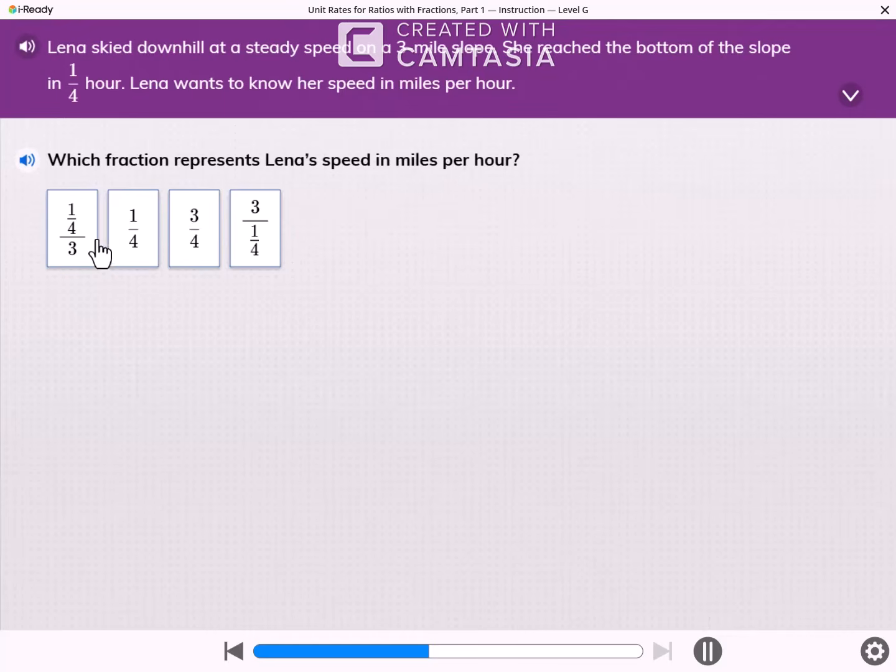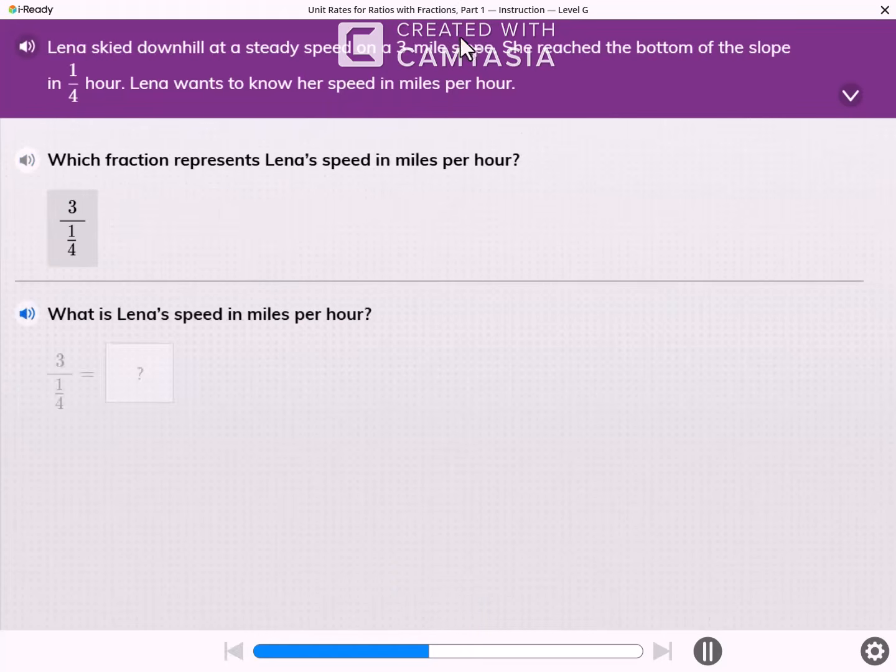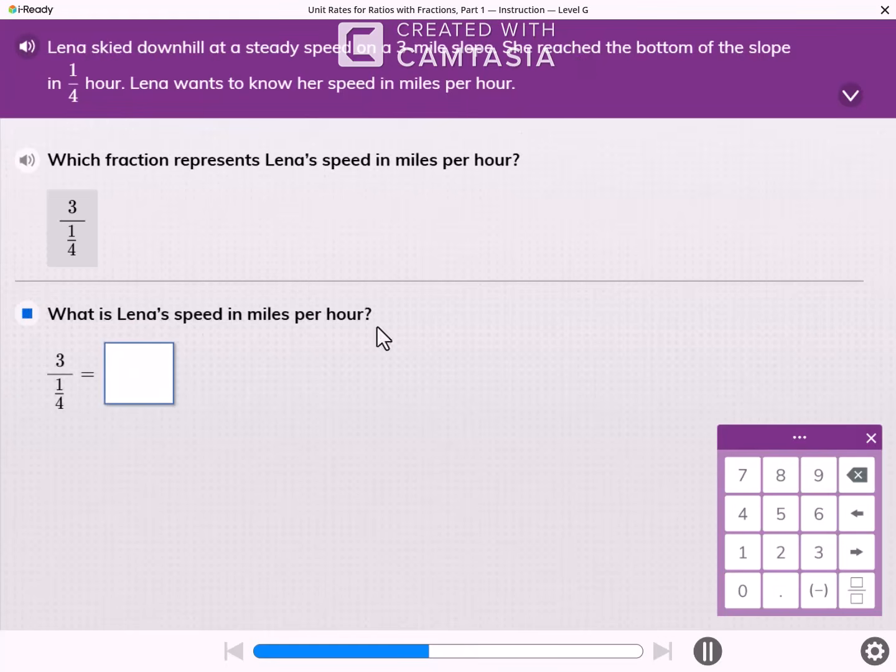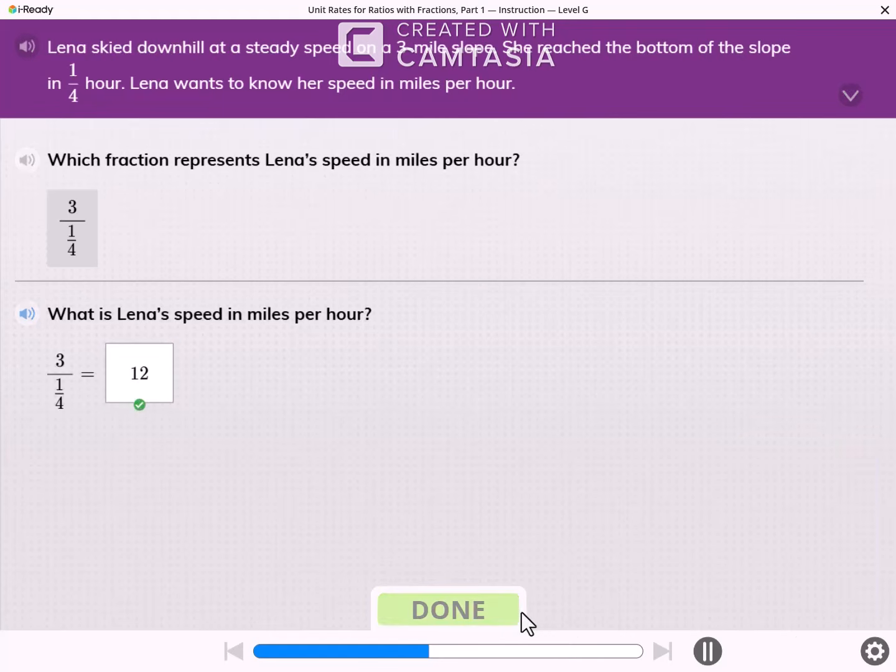If she's on a 3-mile slope and she reached the bottom in 1/4 hour, it's like that. What is Lena's speed in miles per hour? Okay, wait. So basically, 3 divided by 1/4, which is 12. You got it! Lena's speed is 12 miles per hour.